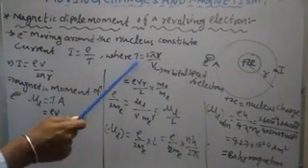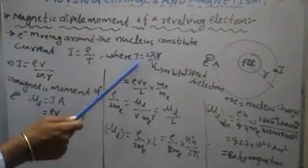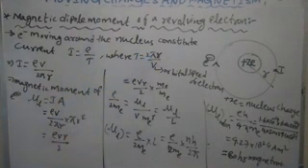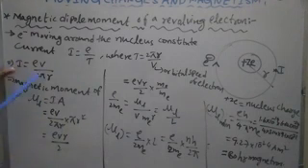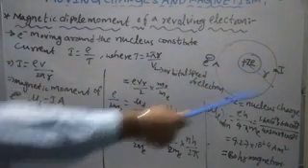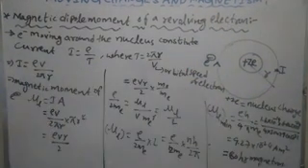Speed is equal to distance by time, so time is equal to distance by speed. Next, substitute this time value here. What will we get? Current is equal to ev by 2 pi r. Why are we finding current? For finding the magnetic dipole moment. The magnetic dipole moment formula is current into area, that's why we are finding current. Area means the circular area, pi r square.